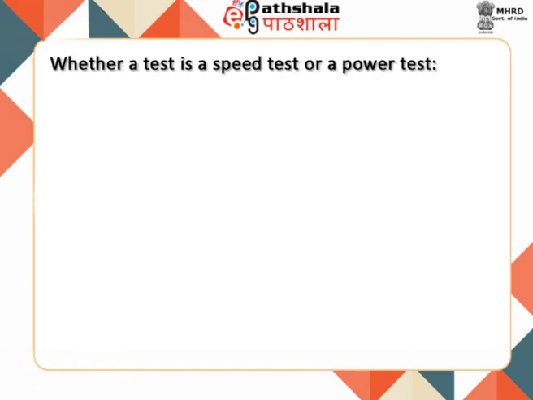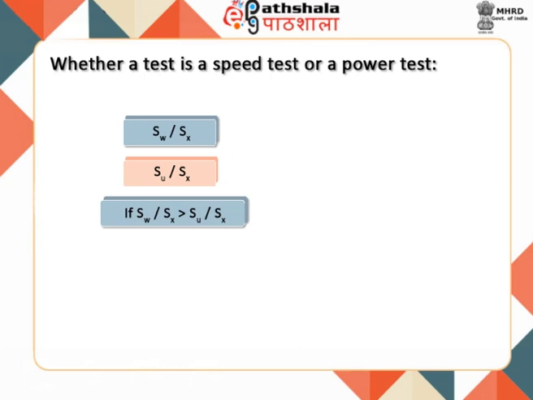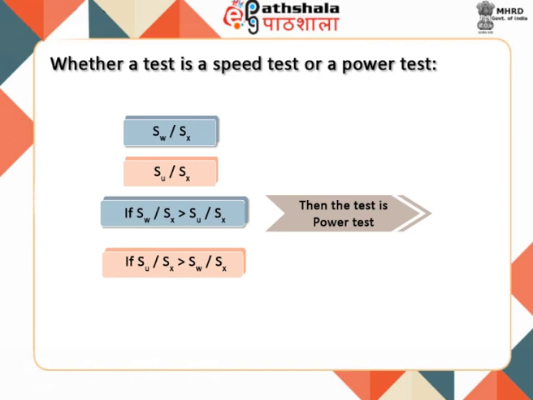Whether a test is a speed test or a power test is determined by the relation between the ratio SW upon SX, that is, the ratio of the standard deviation of the wrong items and the standard deviation of the total error on the test, and SU upon SX, that is, the ratio of the standard deviation of the unattempted items and the standard deviation of the total error on the test. If SW upon SX is greater than SU upon SX, then the test is a power test. If SU upon SX is greater than SW upon SX, then the test is a speed test.